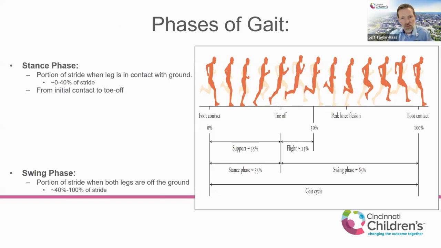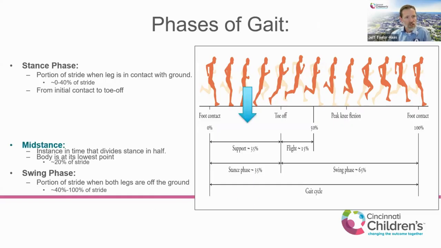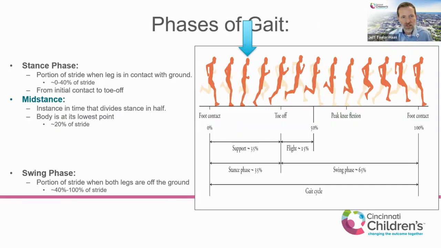So let's start first by looking at the stance phase. And this is the portion of the stride when the leg is in contact with the ground. And it represents approximately the first 40% of the running gait cycle. And this is from initial contact to toe off of the same limb. Mid-stance during this stance phase is the instant in time that divides stance phase in half.